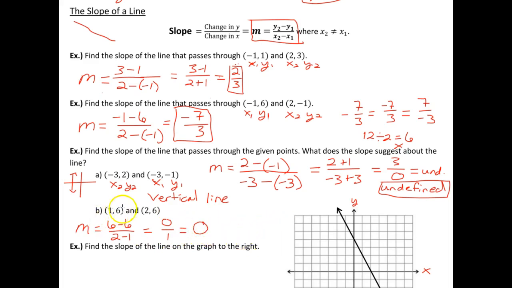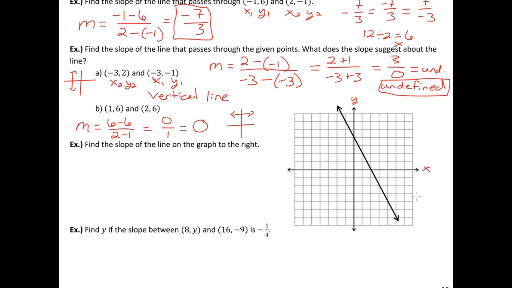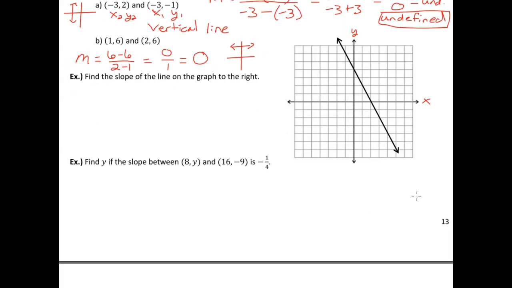And looking at the 2 points I had here, the y values are being repeated, which means I would go over 1, up 6, over 1, up 6, and I'm going to end up with a horizontal line through y equals 6. So horizontal lines have a slope of 0. Vertical lines have an undefined slope. Alright, I got 2 more examples here.